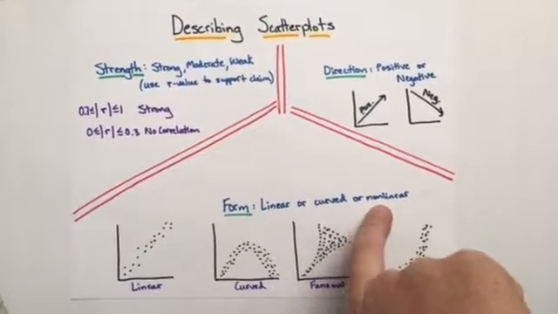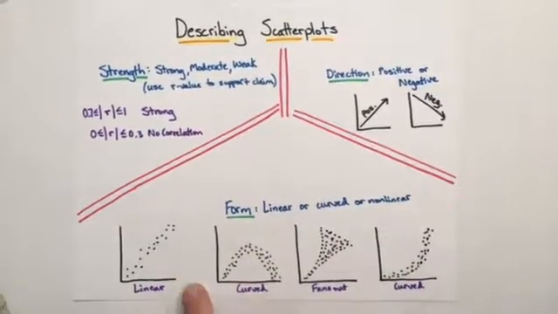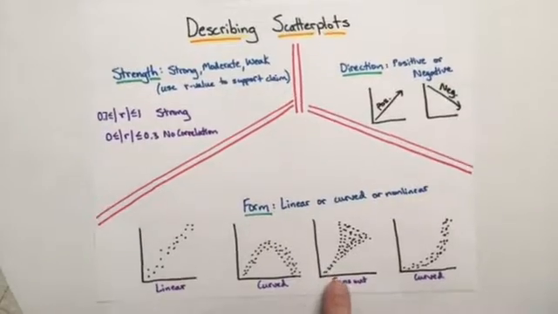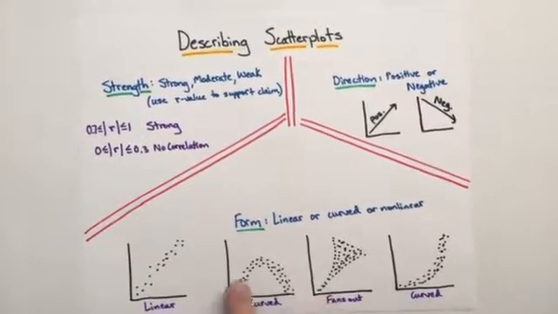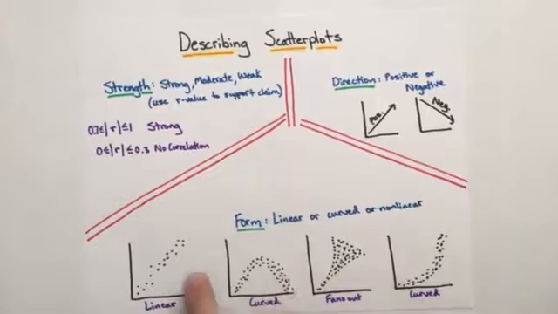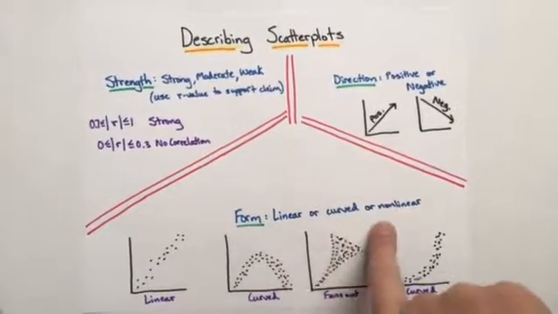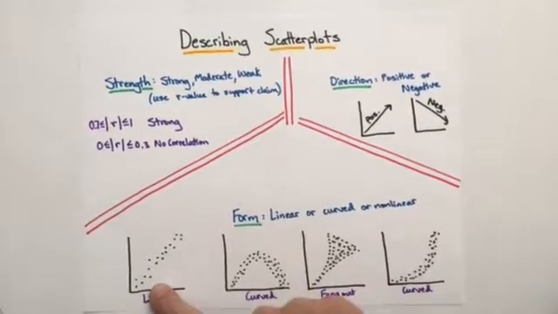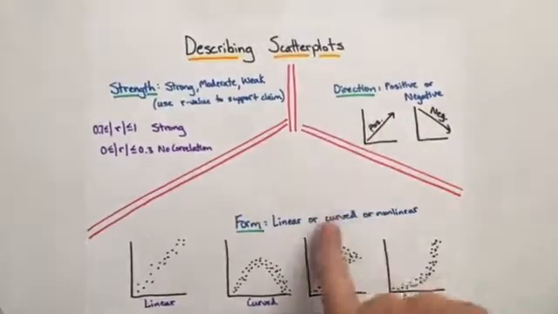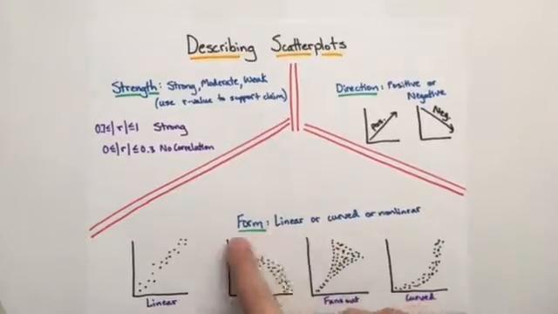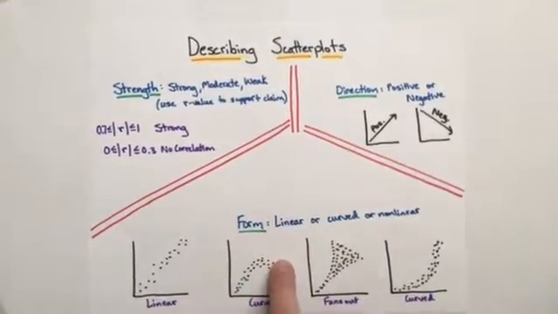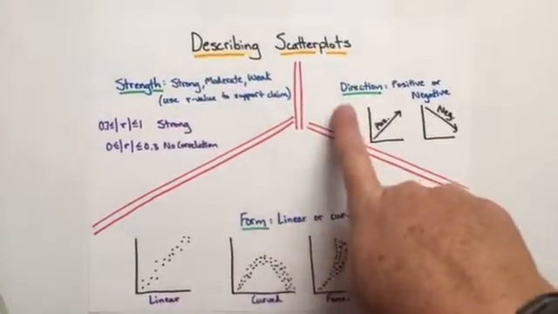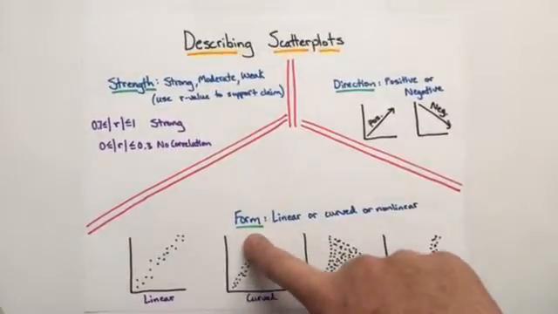So here are some options. This one is obviously linear. These two are considered curved, and this one fans out and is still considered curved. So if it is none of these three, but just not linear, you can just say that it's nonlinear. But if it's linear, make sure you don't forget to state that it's linear. These three words are usually pretty simple, but sometimes we tend to leave one out. So always remember, when describing scatterplots, you want to describe the strength, direction, and form.